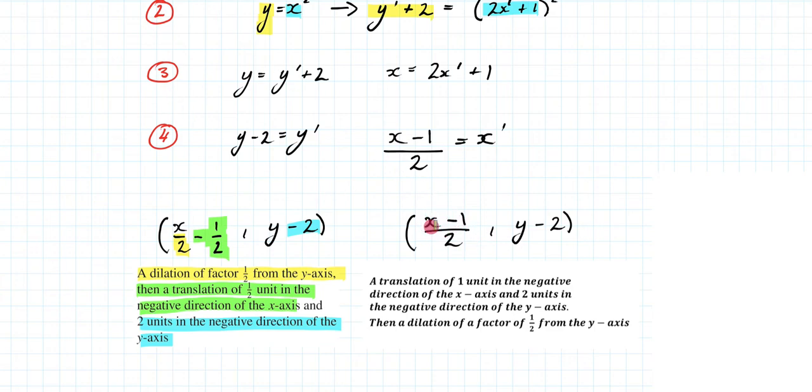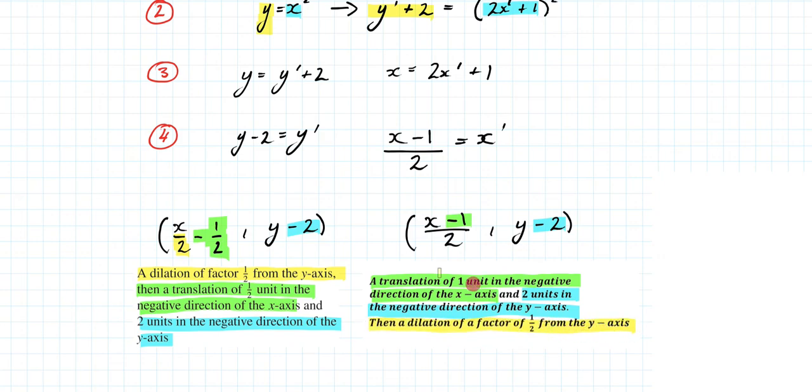So I could say I have my x, and the very first thing that I'm going to do to it is a translation of 1 unit in the negative direction of the x-axis. And then I'm just going to do my other translation as well. I'll just do all my translations at once, and then 2 units in the negative direction of my y-axis. So after I've done my translation here, then I'm going to divide my result by 2. So then a dilation of a factor of a half from the y-axis.